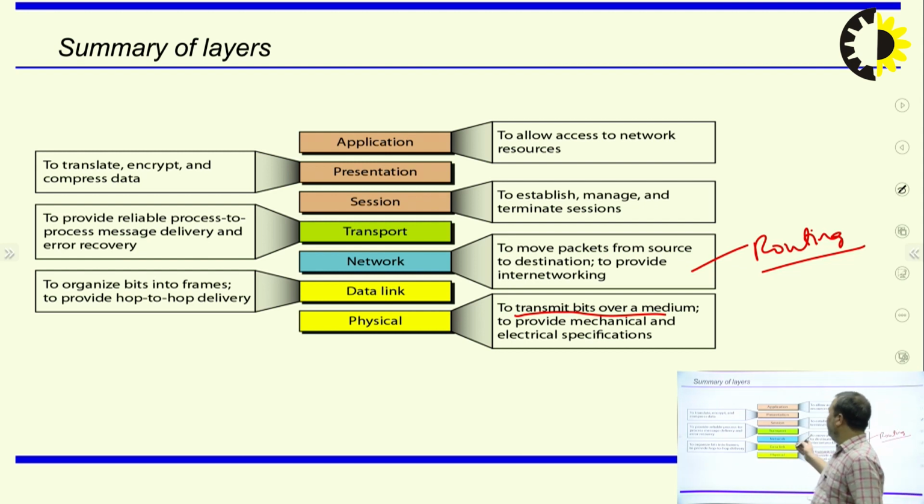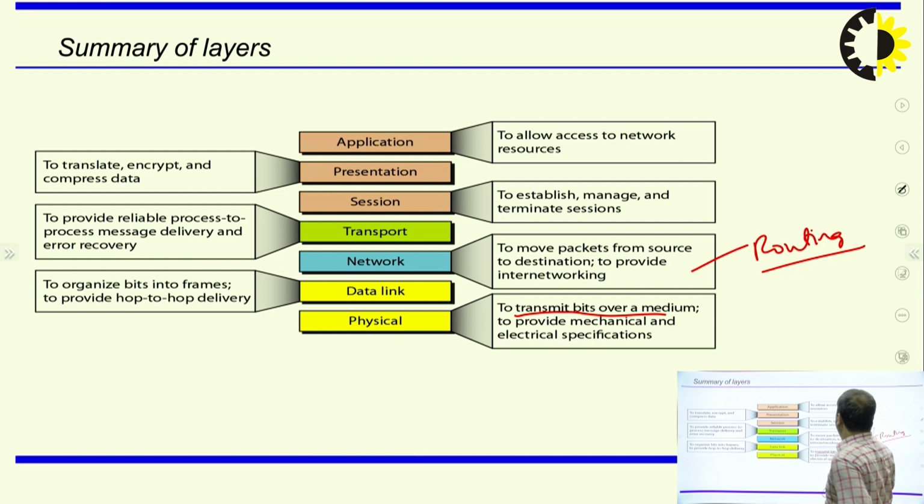Transport layer, what is the job of the transport layer? To provide reliable process-to-process message delivery and error recovery. Process to process means the sender is running so many processes at the sender side, and the receiver may be running so many processes. So how do the sender's process and the receiver's process communicate? That is called end-to-end delivery, and that responsibility is carried out by the transport layer.